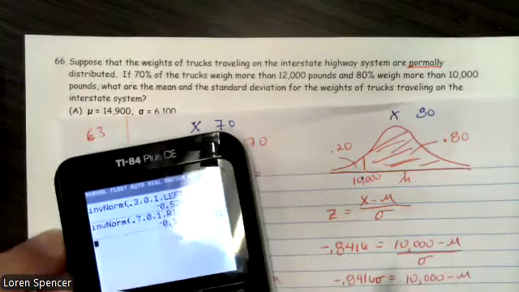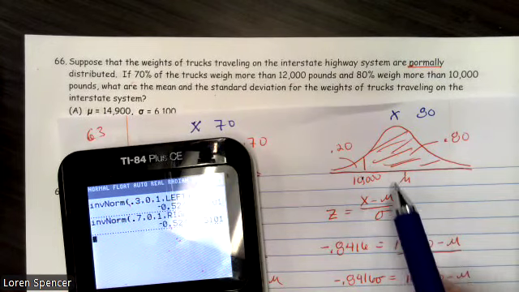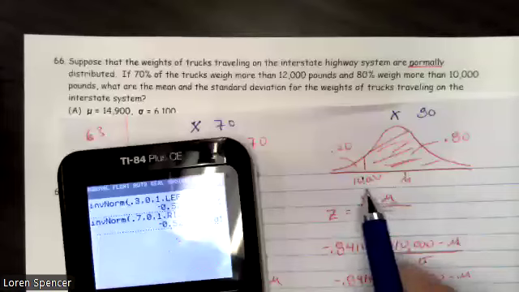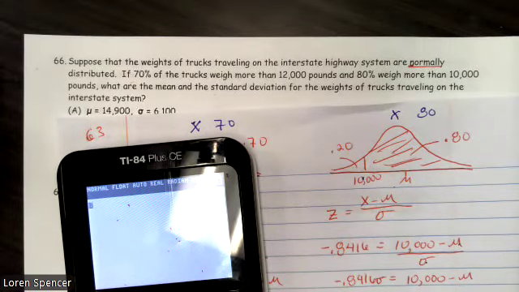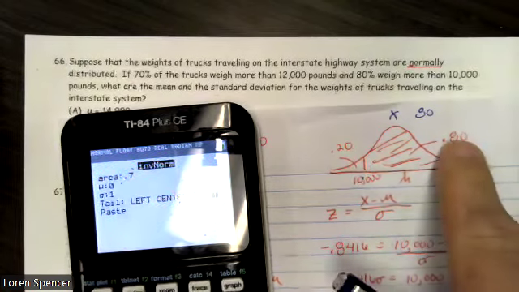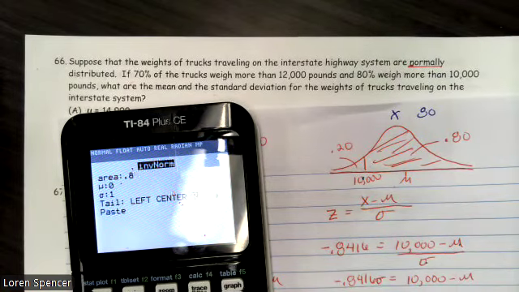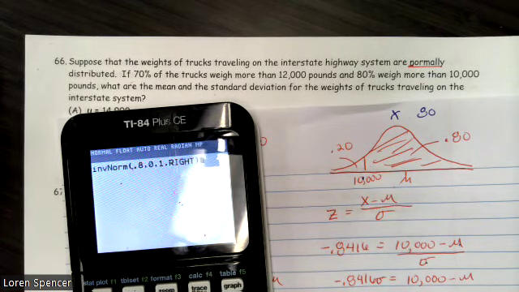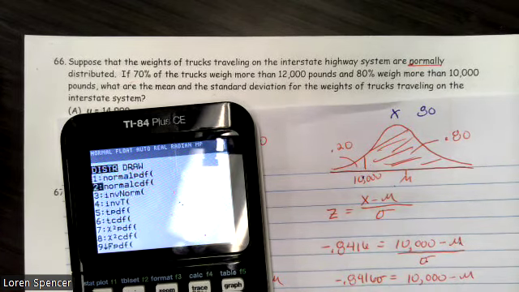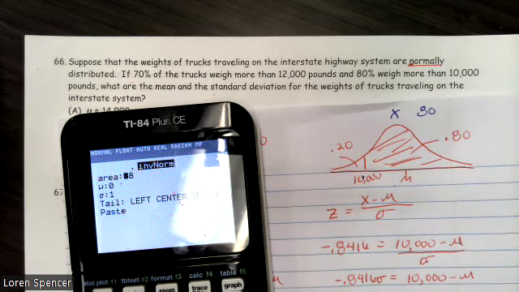On the other one, I know the 10,000. I don't know my mean. I don't know my standard deviation, but I know 20%. Second vars, inverse norm, which means I have 80% above. So 80% coming from the right, and that gives me negative 0.8416. Or I can go second vars, inverse norm, and go from the left, but that becomes a 20% at that point.